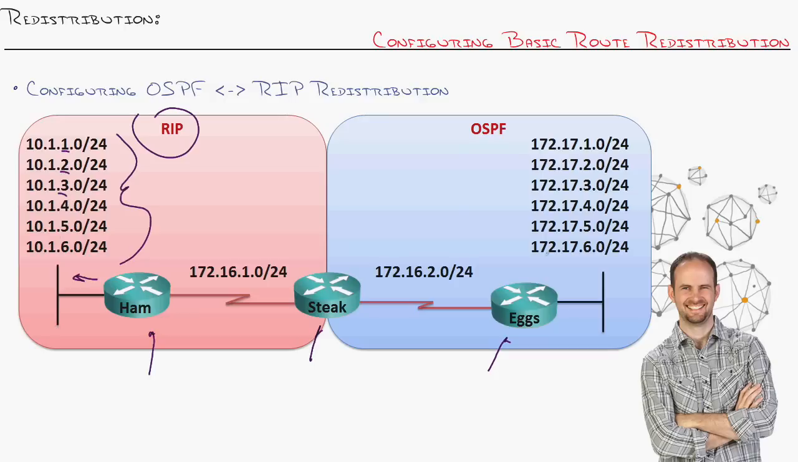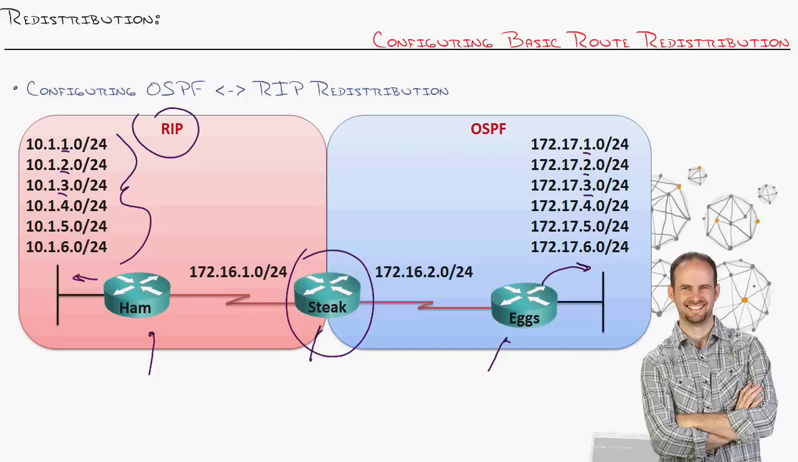1 through 6. Over on the right-hand side, we have the eggs router running the OSPF protocol with 172.17.x, a whole bunch of VLANs there, which are actually created by loopback interfaces. And in the middle lies steak. It feels like a boxing match, doesn't it? In the middle, ping! So, as of right now, let's just get a lay of the land.